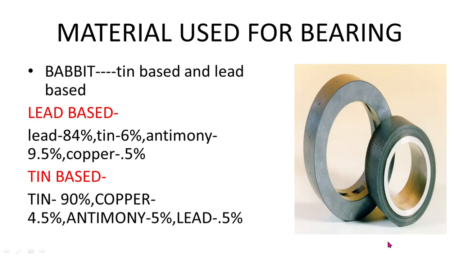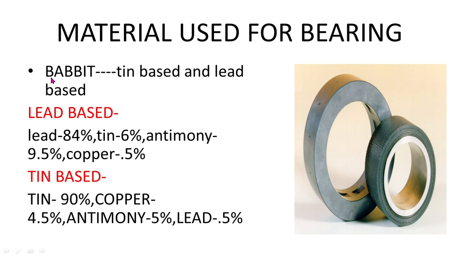Friends, today we are going to discuss the material used for sliding contact bearings. So, the most commonly used material is Babbitt metal. Babbitt is the most commonly used material and it has all the properties which are required for a good bearing material. It has good embeddability, good conformability, good compressive strength, good fatigue strength, and there are other properties also which are good for this material.